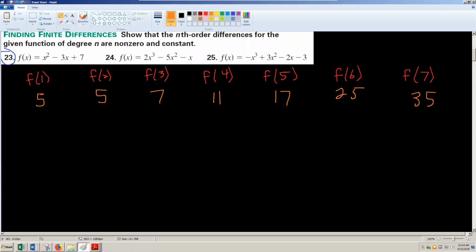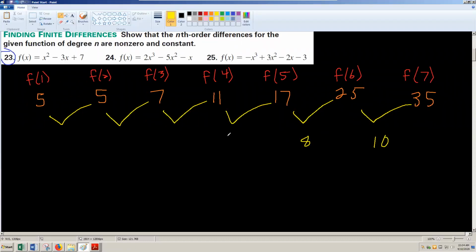So again, just plugging in these values into this equation. So plug in a 1, spits out a 5. Plug in a 2, spits out a 5. So now I'm going to take these and I'm going to do 35 minus 25, 25 minus 17, 17 minus 11, 11 minus 7, 7 minus 5, and 5 minus 5 here. So as I do this, this will give me 10. Here I got 8, 6, 4, 2, and 0.